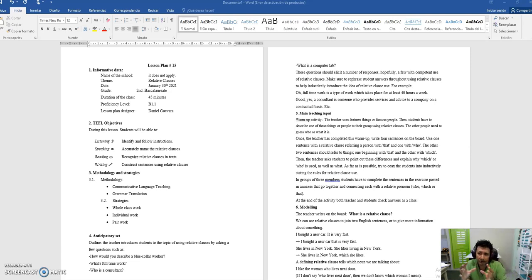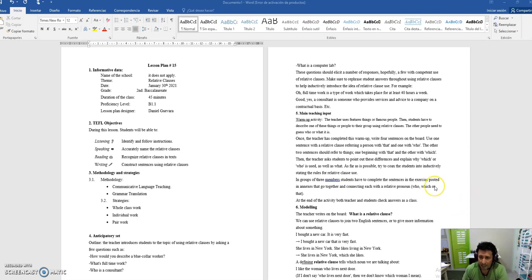Make sure to rephrase the students' answers using relative clauses to help inductively introduce the idea of relative clause use. This is an example. Full-time work is a type of work which takes place for at least 40 hours a week. Yes, a consultant is someone who provides service and advice to a company on a contractual basis.